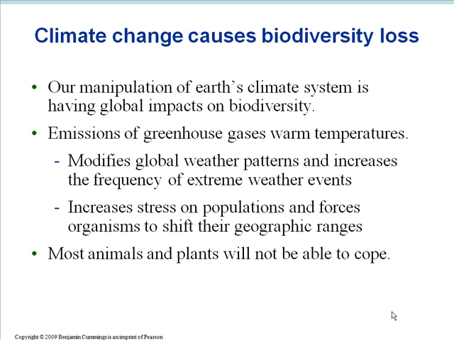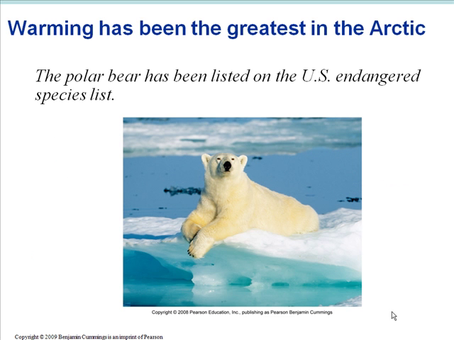Climate change also causes biodiversity loss. The manipulation of the Earth's climate system is having global impacts on biodiversity. The emissions of greenhouse gases are changing climate, right? Warming temperatures, changing weather patterns, leading to drying out or getting wetter, cooler, or warmer depending on the impact. And many species will not be able to cope. Warming has been the greatest threat in the Arctic, and now the polar bear has been listed on the U.S. endangered species list, and that's been in the news a lot lately.